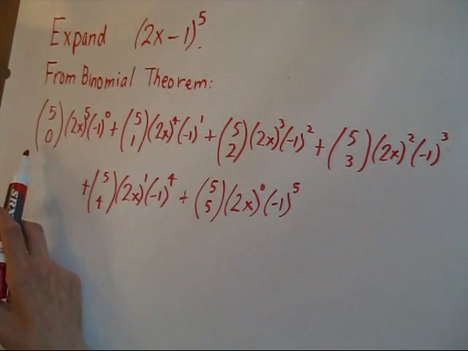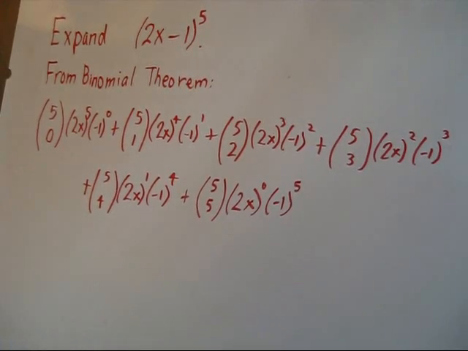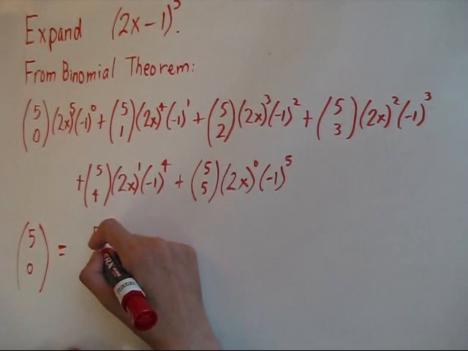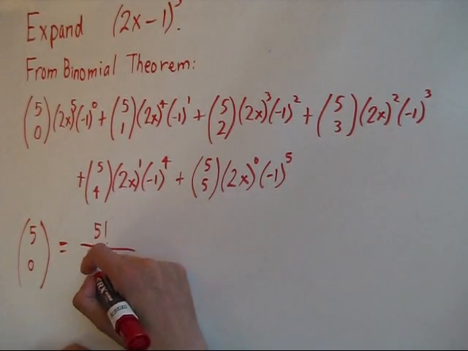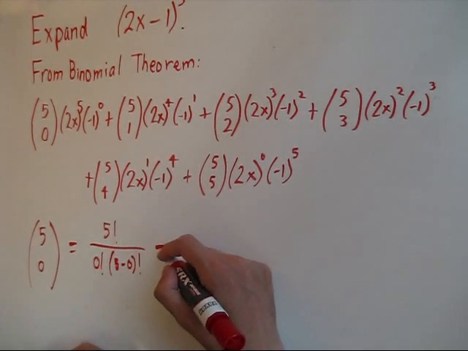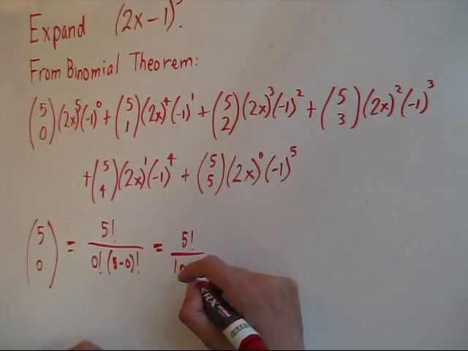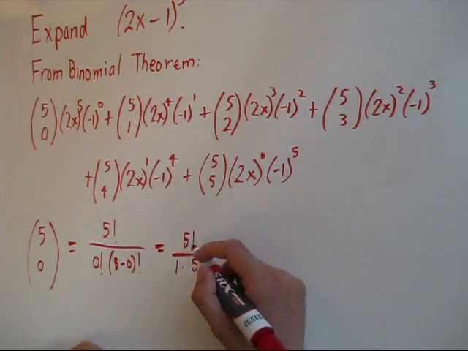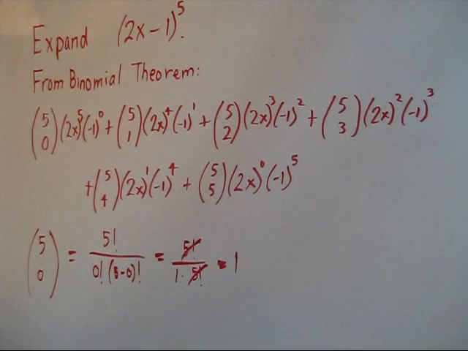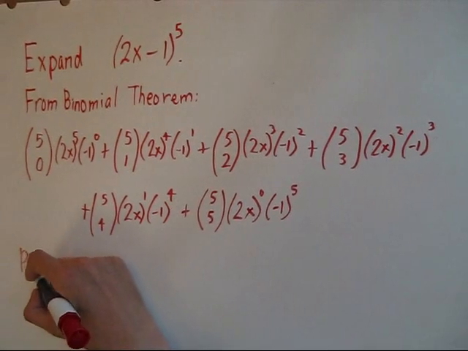Now to find the n choose r, we could just use the definition. So for example, 5 choose 0 is 5 factorial over 0 factorial, and then 5 minus 0 factorial, which is 5 factorial over 0 factorial is 1, and over 5 factorial, well, those cancel and we get 1. Now that does take a little bit of work. There's a shortcut. We're going to use Pascal's triangle.